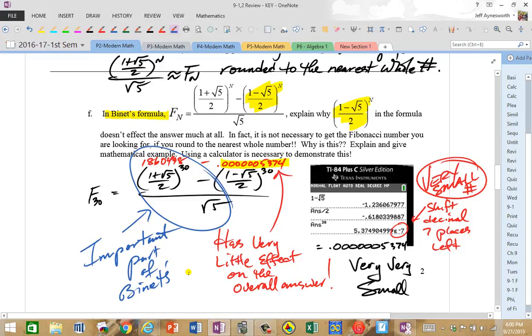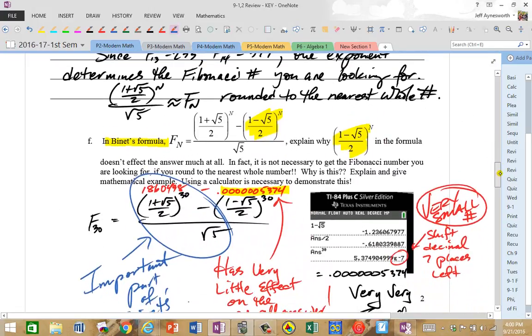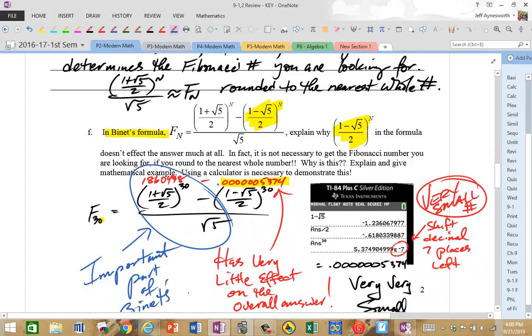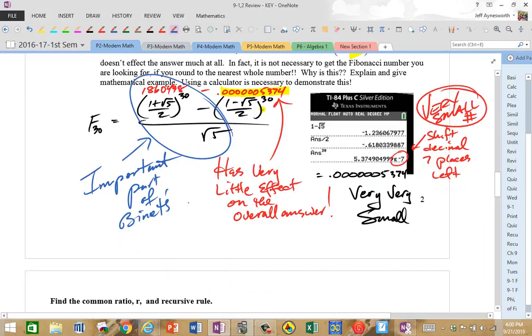That's why, guys, you only need to take a look at this divided by root 5, like in the previous exercises, these 4 exercises right up here, to determine the Fibonacci number, because the second part of Binet's formula ends up being so small as n gets large. As you go farther on in the sequence, this number gets smaller and smaller, and it has very little effect, as you can see when you do the step-by-step approach.